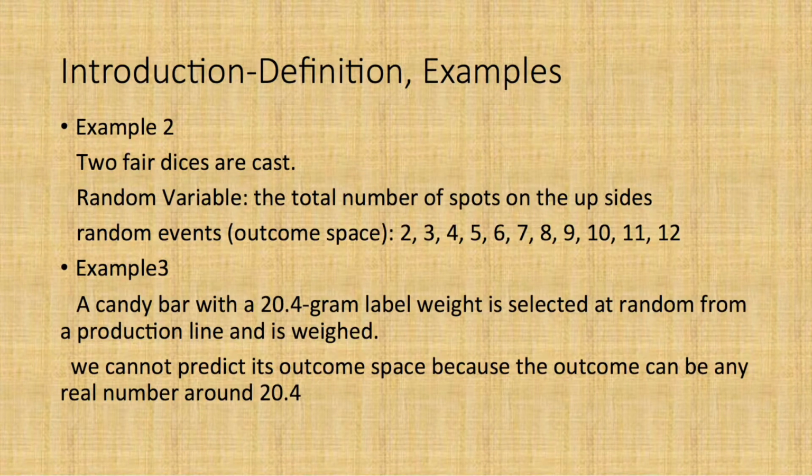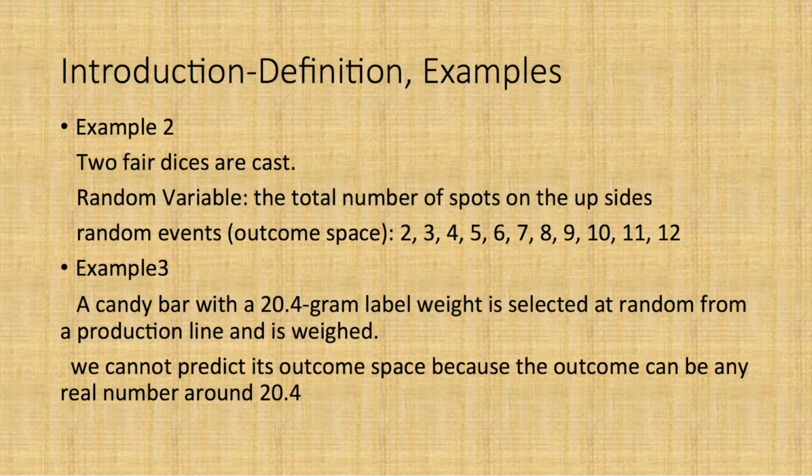And now we have two more examples. If two fair dice are cast and we let X be the total number of spots on the upsides, we know X can be any number from 2 to 12. We call X a random variable.